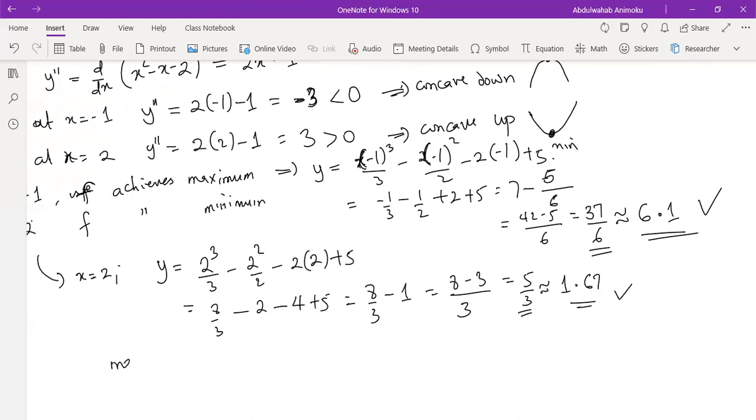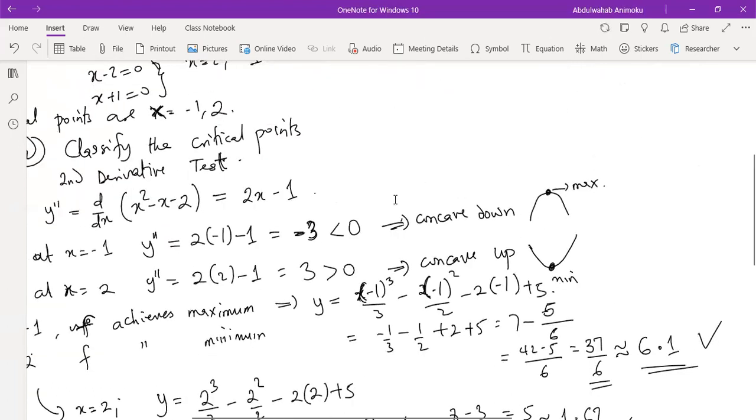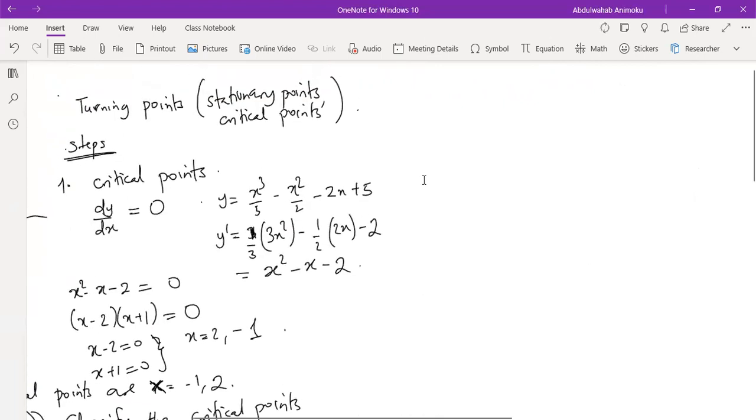So for the maximum, we could quickly write out the coordinates. The coordinates for the maximum are minus 1, 37 over 6. For the minimum, we have 2, 5 over 3. Okay, and that solves the problem. All right, now this is using the second derivative test. What if we decide to use the first derivative test to determine this? And that is the second method, the second way.